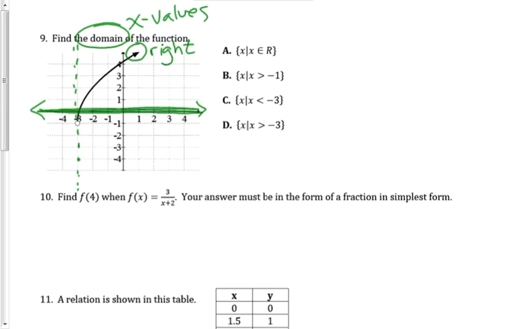So we're only looking at the domain, which is only the x values. So at that point where it stops, there's nothing to the left of that. Everything's to the right. So we have to look and say, what's our x value where it stops? Well, that x value is -3. And because the graph is going to the right, all my x values are getting bigger. -2, -1, 0, 1, 2, 3, and 4 are all bigger than -3. So when I look at my inequality, it would have to be greater than -3.